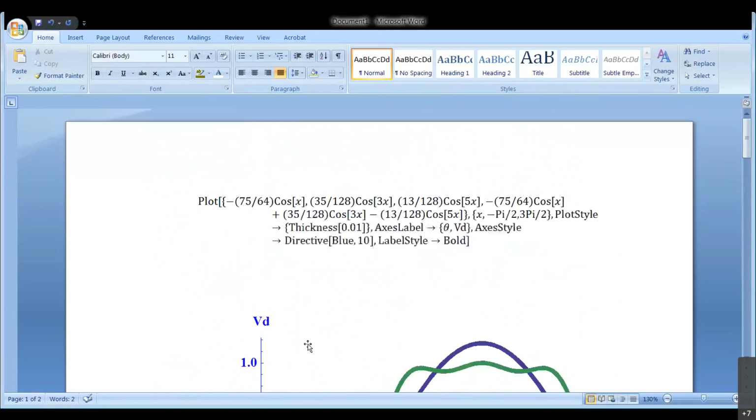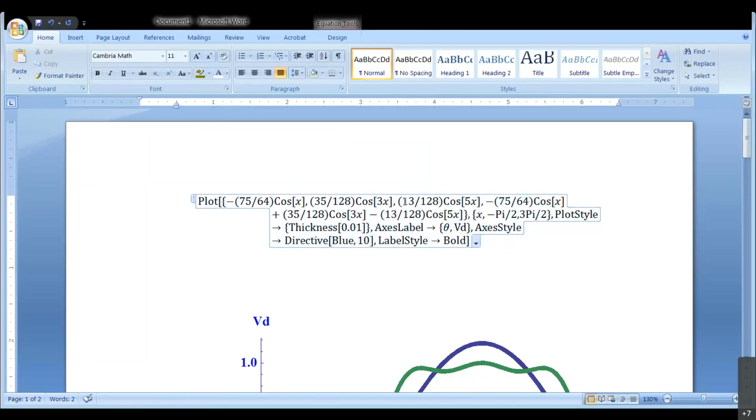And here I have taken coefficients to be different from what they should be for maximally flat. So the coefficients of the third harmonic and fifth have been deliberately changed. Actually, this also should be negative. So here the first and fifth will be of the same sign, and the third harmonic will be of opposite sign.